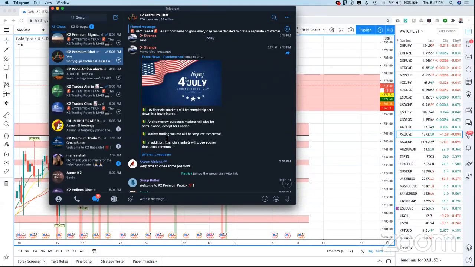Yeah, so it looks like the US financial markets are completely shut down for the day or for the week. And tomorrow, the European markets are semi-closed except for London. So we might see some movement in about 7 hours once London opens up. Otherwise, I don't know if the Asia market's open fully. It doesn't seem like it because it's not really moving. So we probably just wait until Sunday for something to actually happen. But that's pretty much gold.